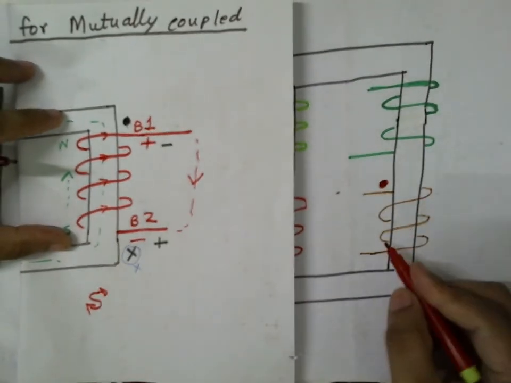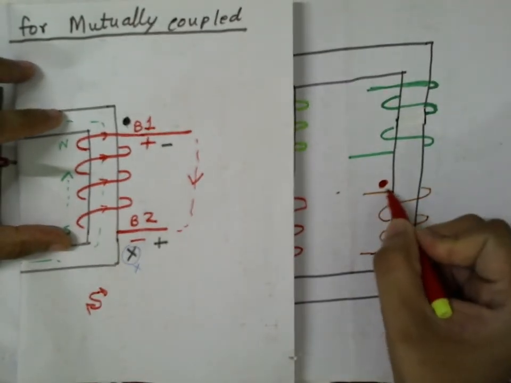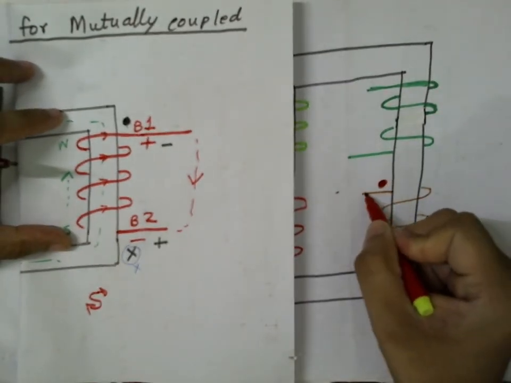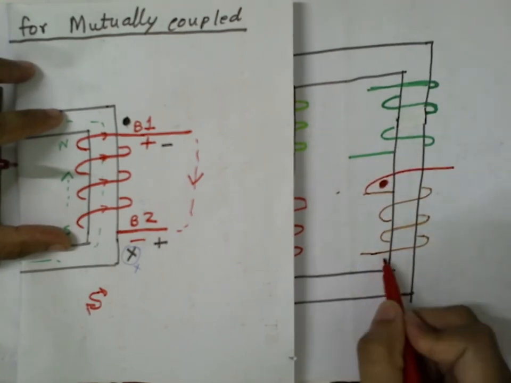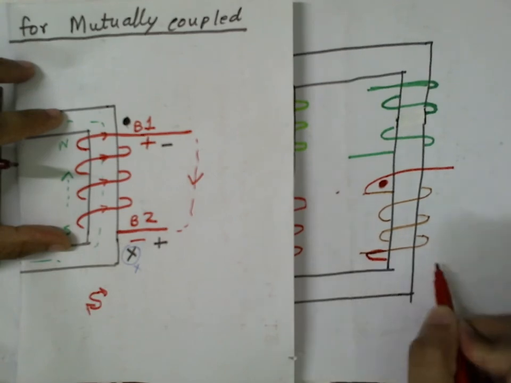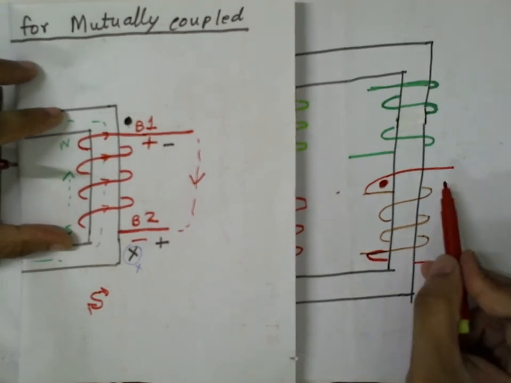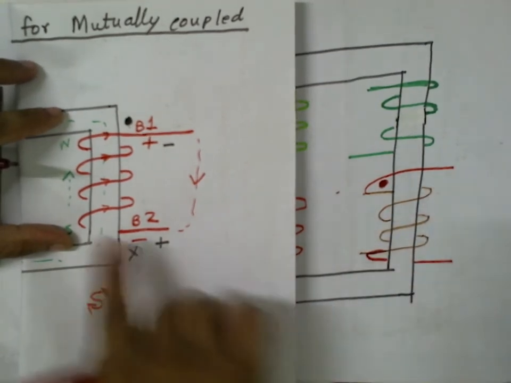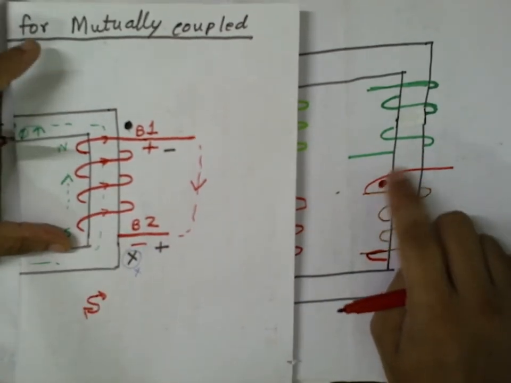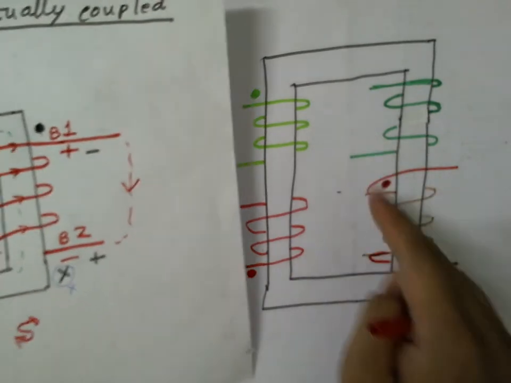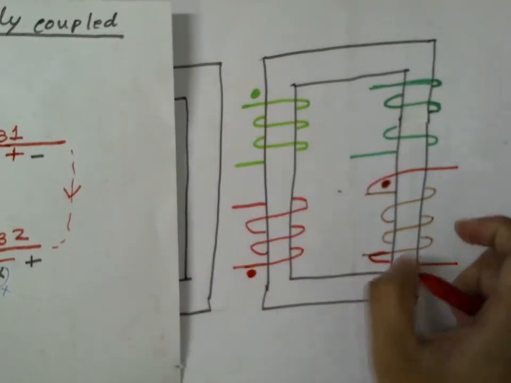If it looks slightly dissimilar to you, then let me put one more turn here and one more turn here. Now see that these two coils are exactly similar, so this side should be plus when this side is plus, or they should sit at the same dot.